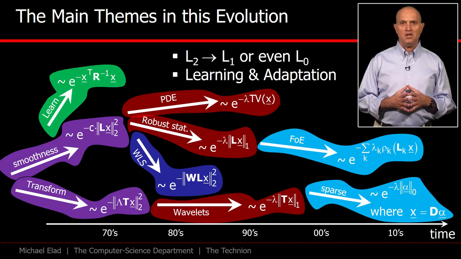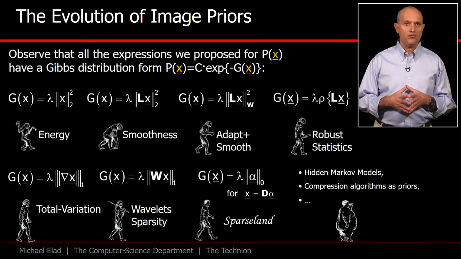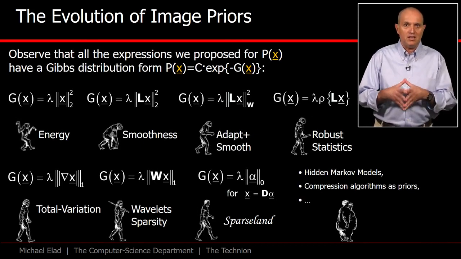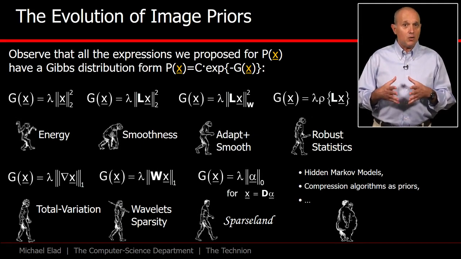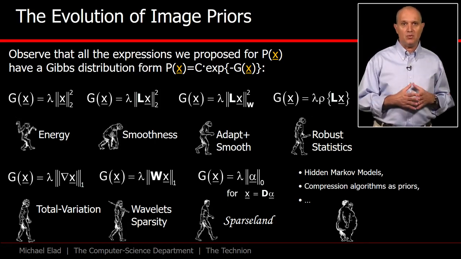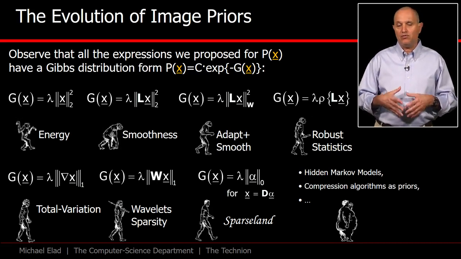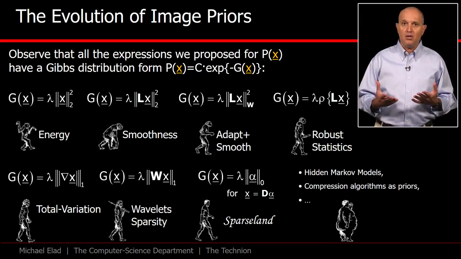The main themes in the better behaving methods are the migration from L2 to sparsity promoting measures such as L1 and even L0, and adaptation to the data source by learning. Have you noticed that all the priors we mentioned admit a Gibbs distribution form in which p of x is an exponential of some negative energy function g of x? So our quest was really about g. Naturally, in choosing the Gibbs form, we lose no generality, as any PDF can be described this way. The benefit is clear, since oftentimes we will apply a logarithm on the prior as part of our derivations, and then we simply end up with g of x.